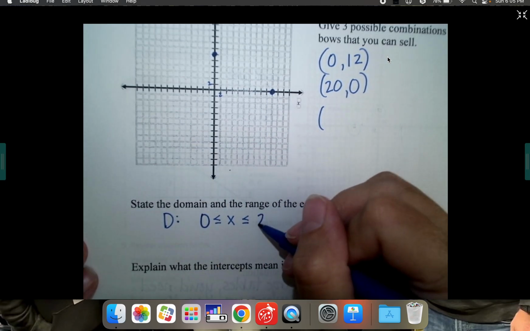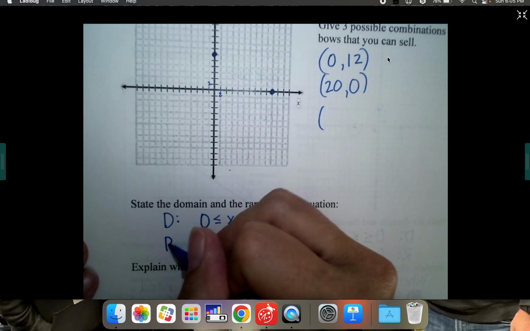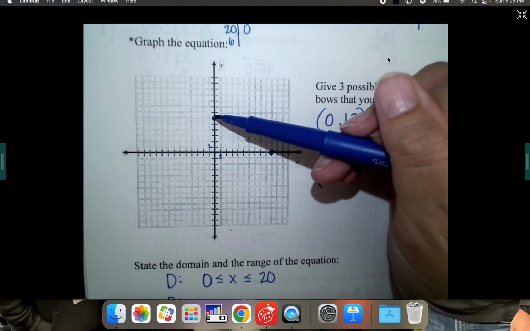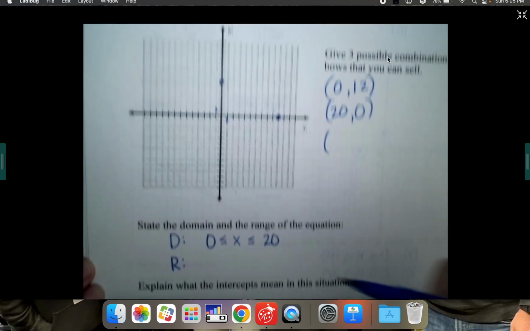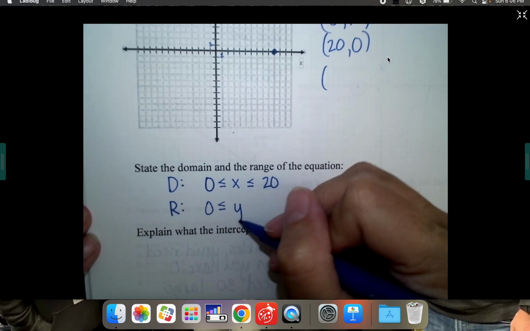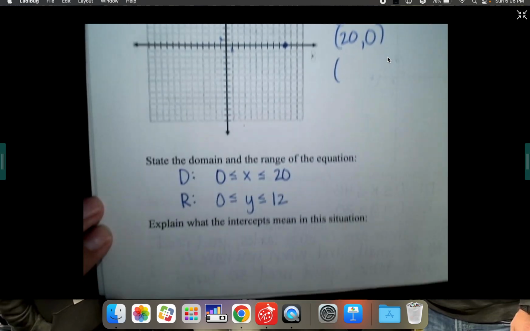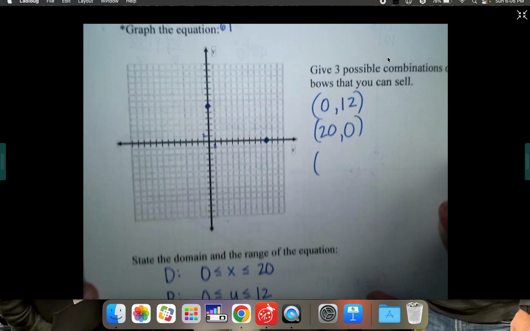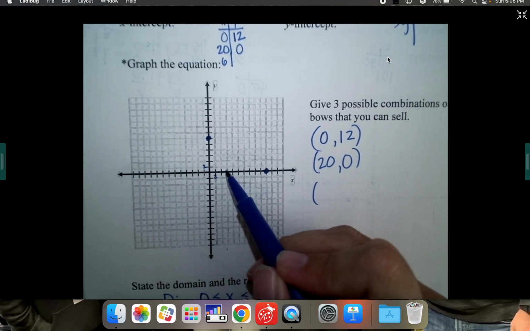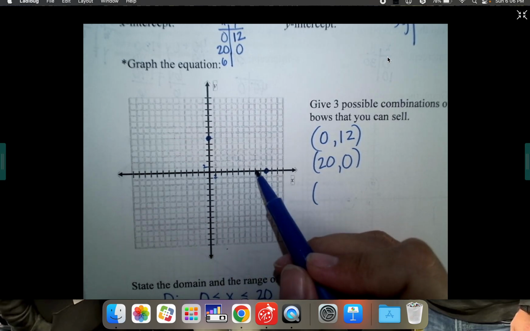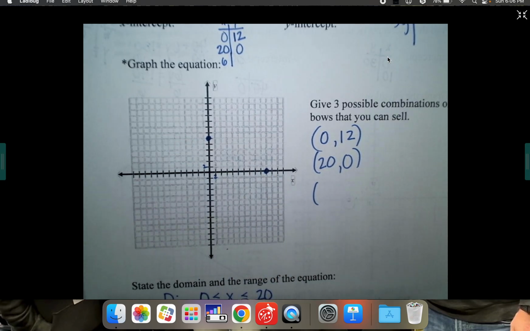So you'd have to sell between 0 and 20 small bows, and the range is the y-axis, so you can't go less than 0, but you could sell anywhere from up to 12, so 0 to 12. So 0 to 12 for the range. Okay, and the intercepts, I'm not going to take time to write it out, but I really want you to understand that what the intercepts mean is if you sell 0 small bows, you would need to sell 12 large. And if you sell 0 large bows, you would need to sell 20 small in order to make that $60. All right, let's flip it over.